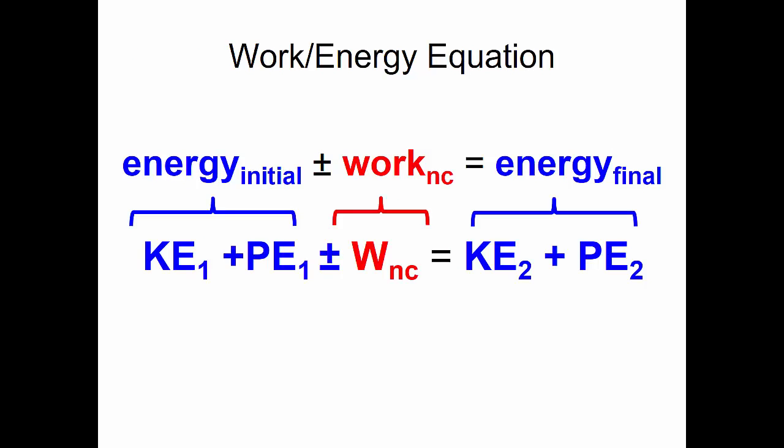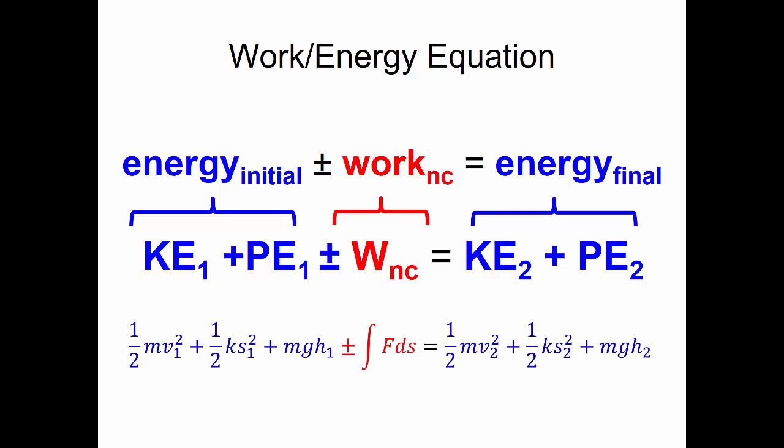Initial energy consists of kinetic energy and potential energy. Non-conservative work changes the energy in the system. It either puts energy into the system or takes energy away from the system from outside sources. And then we are left with a new energy balance, our final kinetic energy plus our final potential energy.